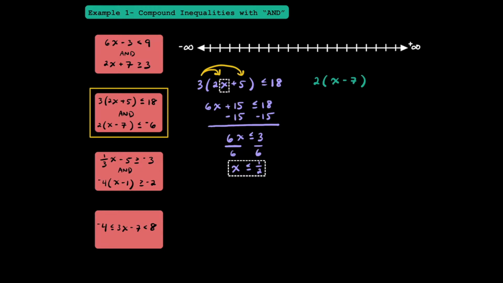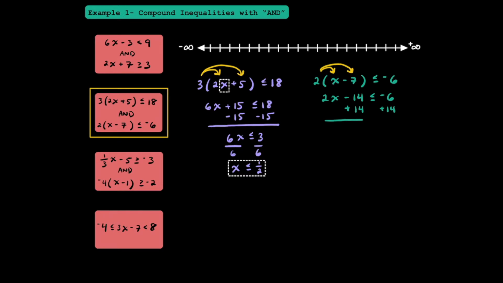Here we have 2 times the quantity of x minus 7 is less than or equal to negative 6. We can start off again by distributing this 2 to both the x and the negative 7. And 2 times x is going to be 2x, and 2 times negative 7 is going to be negative 14. And this is less than or equal to negative 6. I'm going to add 14 to the left side and add it to the right side.